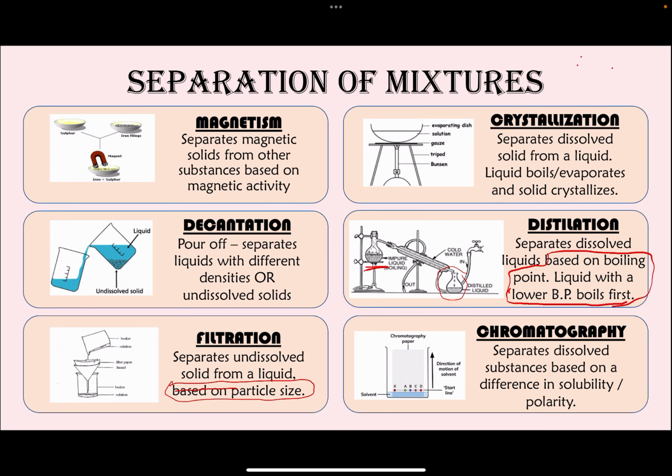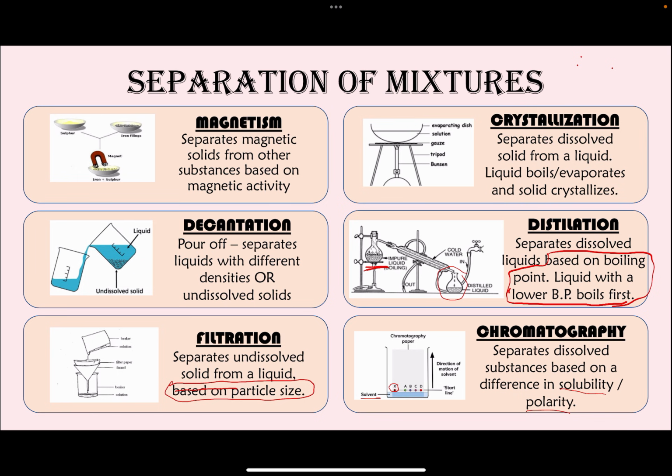And then the last technique that you need to be aware of is chromatography. So chromatography depends on the difference in the solubility or polarity. So what we normally do is that we put like a small spot. So the X is your sample. So we put a small spot of your sample on the chromatography paper, and then we put the chromatography paper inside the solvent. Now there are different substances in our sample. So we have substance A, B, C, and D. And then all of them have different solubility in the solvent that we are using.